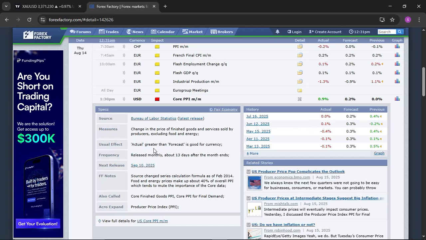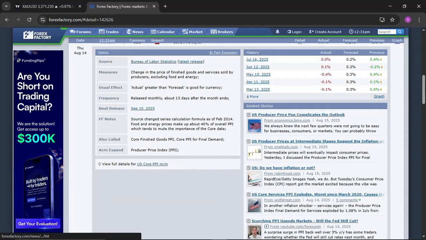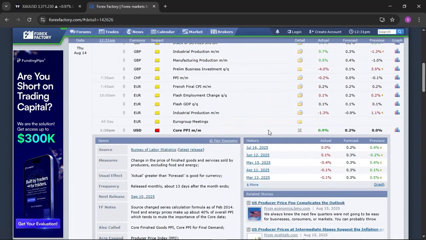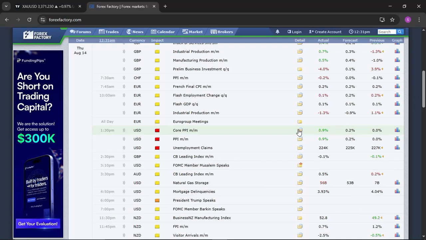But when it comes actual less than forecast, that is the opposite of what I said. But I have explained how you read the market yourself, even without looking at the red color and the green color that I just said. I hope that is clear.